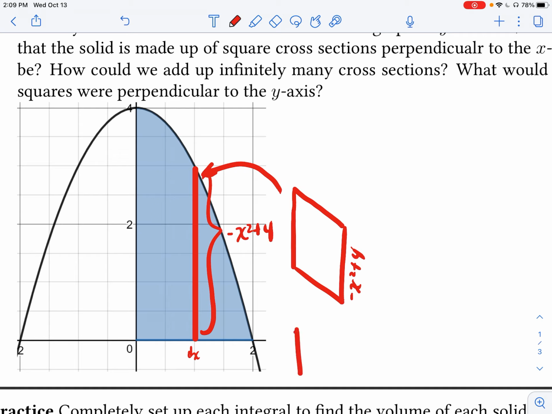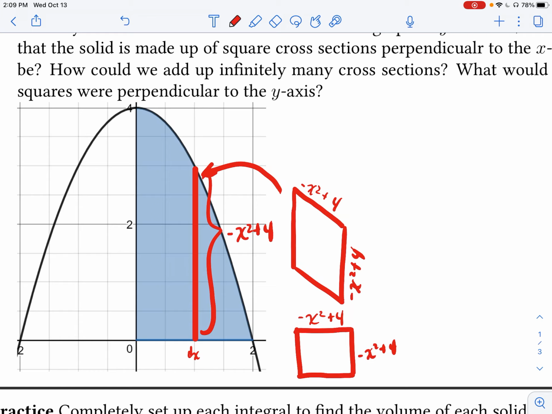So if it also helps to see it from a complete side perspective, we can see that this would be negative x squared plus 4. Well, if this is a square, that means the height of this square must also be negative x squared plus 4. So negative x squared plus 4. So we're looking at this from a top-down perspective, but this is actually going to be a square here.